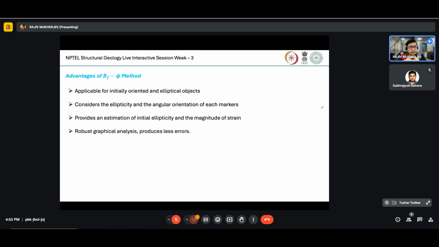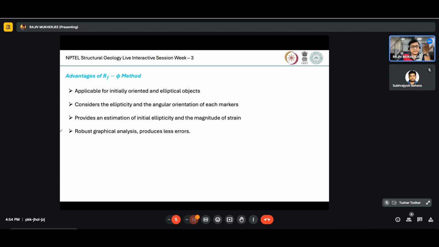So the advantages of this RFI method are that it is applicable for initially oriented and elliptical objects, which is otherwise impossible for the center to center method to provide strain analysis for with the least amount of errors. Secondly, it considers the ellipticity and the angular orientation of each marker, which is otherwise absent in the center to center method. Third point is that it provides an estimation of initial ellipticity and the magnitude of strain.